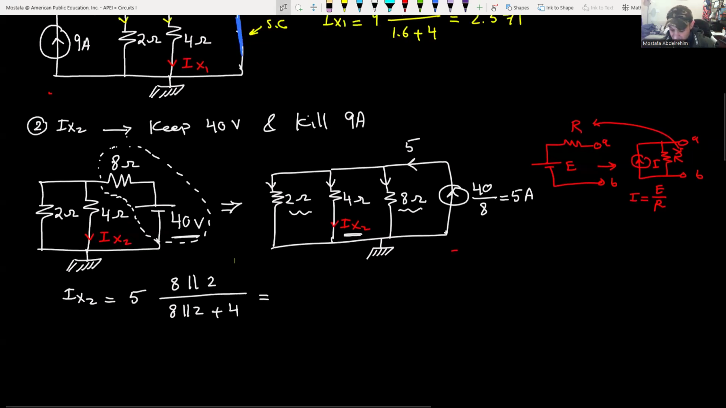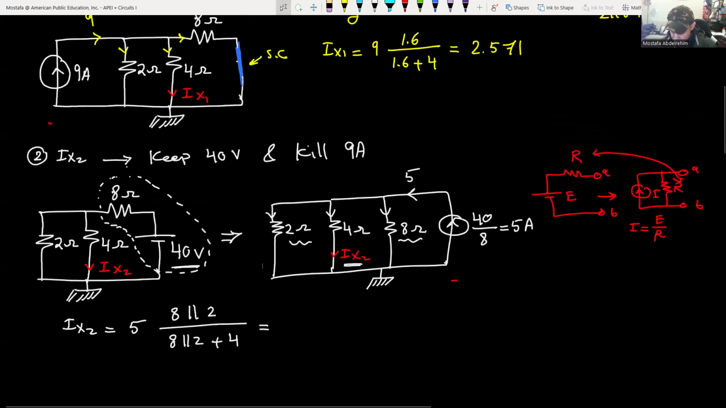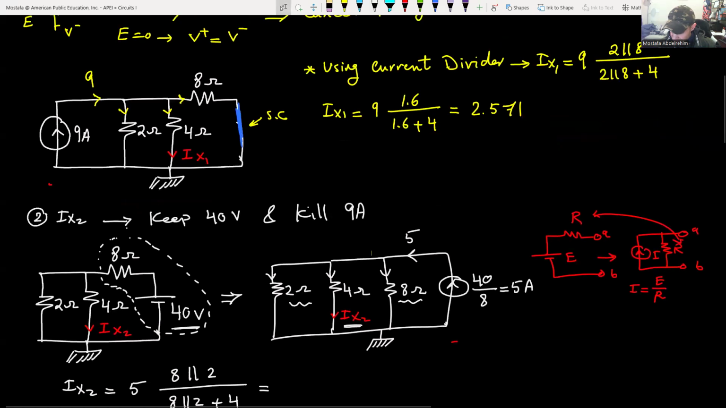And if we look back here, we have exactly the same equation, but with a different current. It was 9 multiplied by 2 parallel by 8, divided by 2 parallel by 8 plus 4. So that here is exactly this one. We just change the current value. So basically we're going to use the same calculator again.